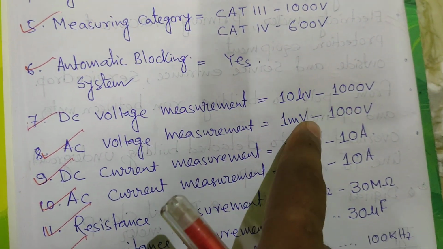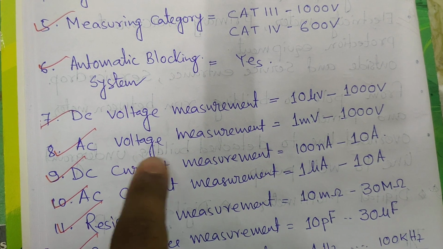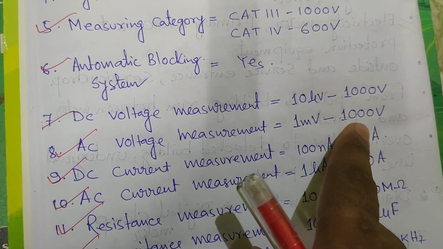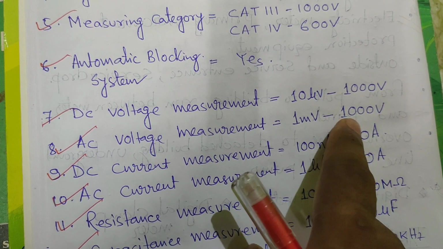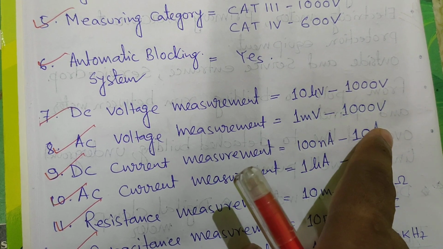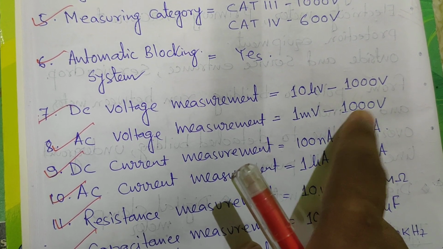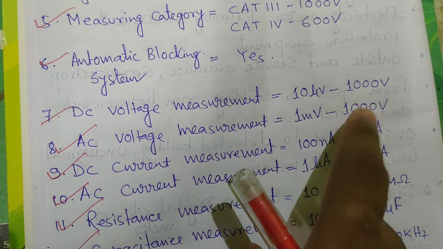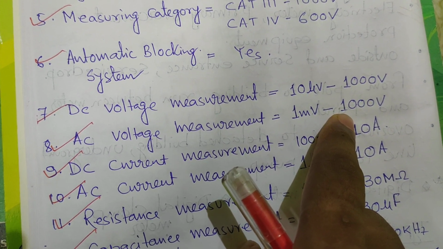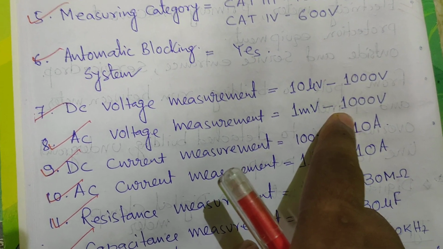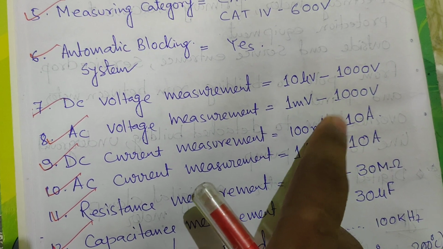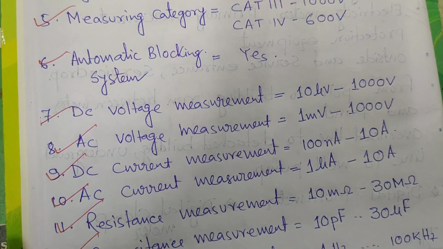So you have to remember that where you are measuring the voltages, the voltage should not cross 1000 volts. If it crosses 1000 volts, the insulation problem will be there, and the operators who operate the multimeter can be harmfully injured. So you have to remember the current rating and voltage rating before measuring with the instruments.